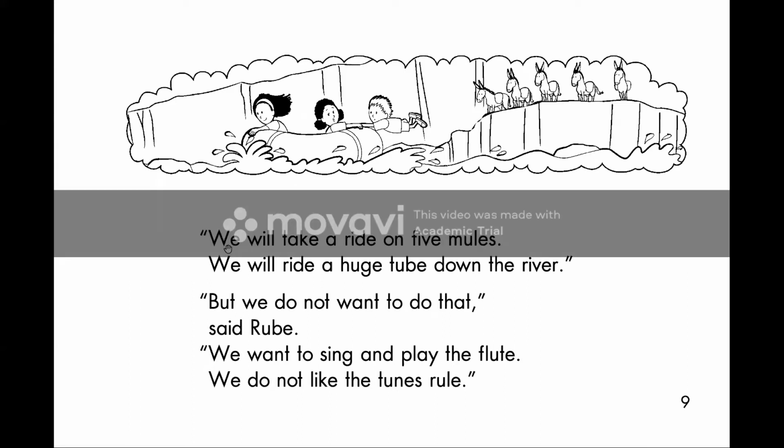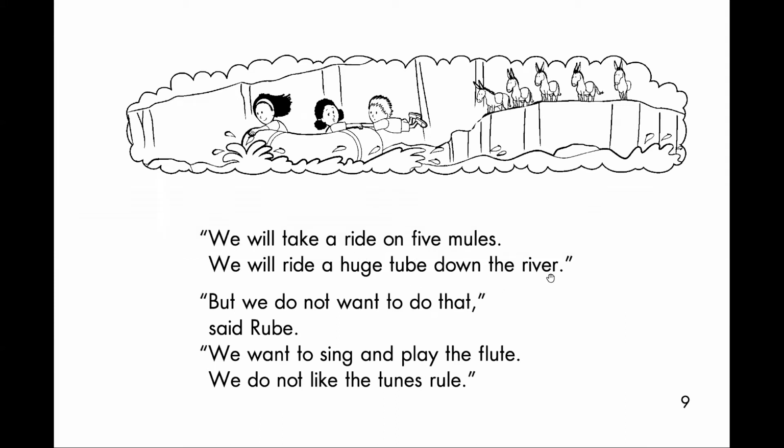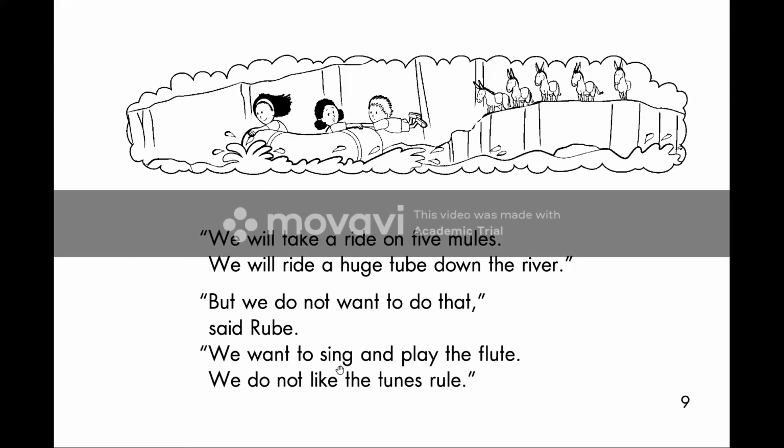Ready, go. We will take a ride on 5 mules. We will ride a huge tube down the river. But we do not want to do that, said Rube. We want to sing and play the flute. We do not like the tunes rule.